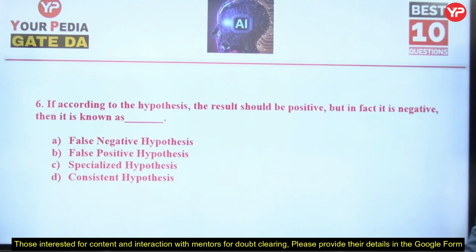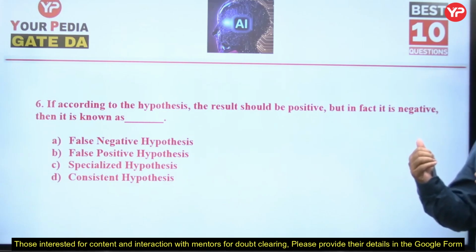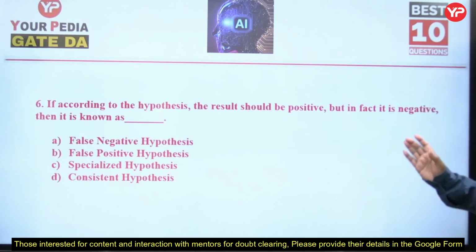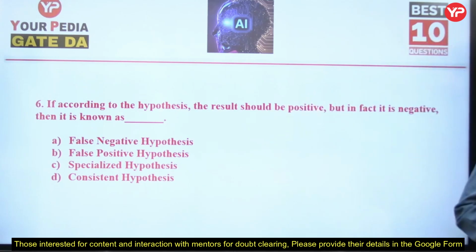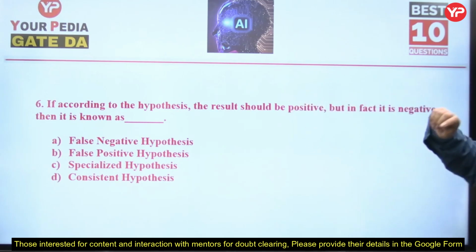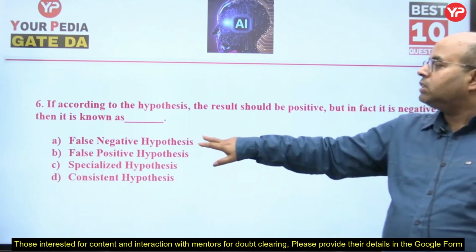And coming to the next question: according to the hypothesis the result should be positive. See, according to hypothesis the result should be positive, the result is coming positive, but in fact it is negative. Actually the result should have been negative, in fact it is negative. Ground truth is negative, but as per our hypothesis the result is coming positive, which means we are getting a false result. So false will come and we have got a positive result. So it's a false positive hypothesis.